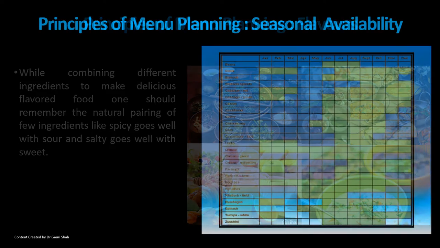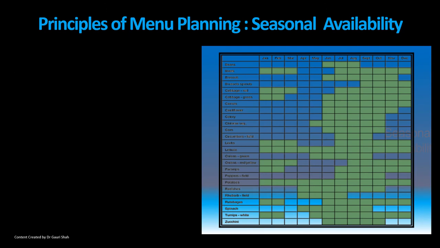Next, seasonal availability. Revenue is very important and managing food cost is an extremely difficult task. It is only possible if we control the food cost to earn a good revenue. For that, it is extremely important to make good variations using locally grown ingredients, which are available easily at lower rate, in abundant quantity and best quality.